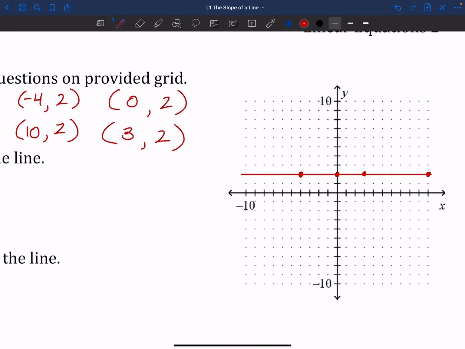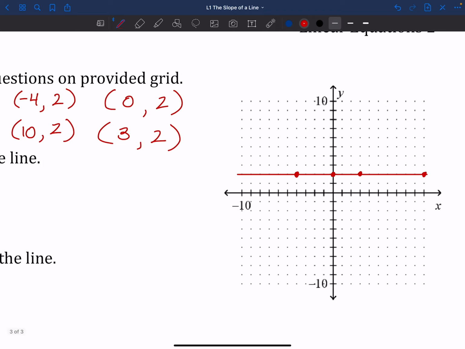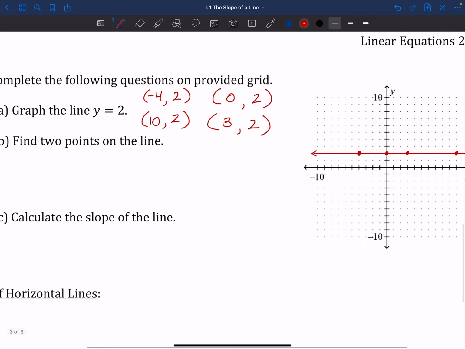Not too bad. All right, so when we're drawing a line, you might notice that I extended this piece over here all the way to that edge of the graph. Use the entire graph. One other thing we want to do is that lines go on forever, so let's put little arrows at the ends. All right? So we have now graphed the line y equals 2.